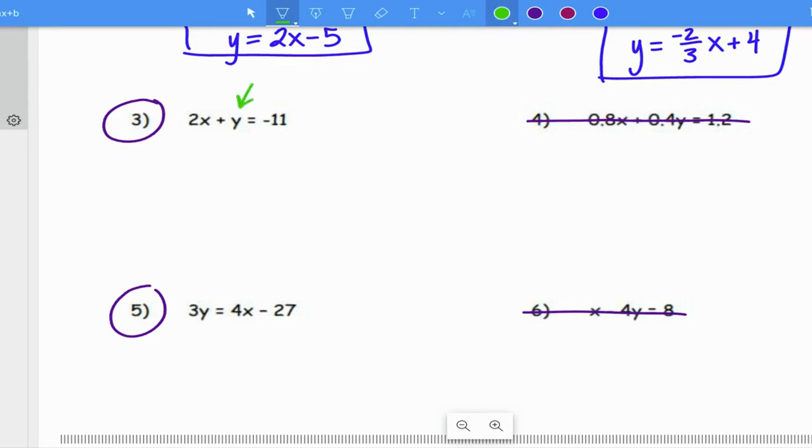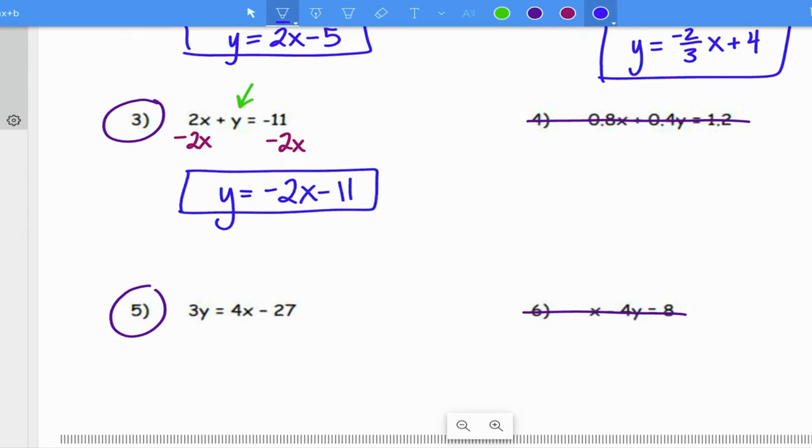Number 3 is a pretty simple one because y has a coefficient of 1. So all I need to do is move the x term to the other side. And I simply have y equals negative 2x minus 11. Done there. And number 5 already has the x term on the opposite side. So all I need to do is divide by the 3. Divide every term by 3. And so my equation is y equals 4/3 x minus 9.